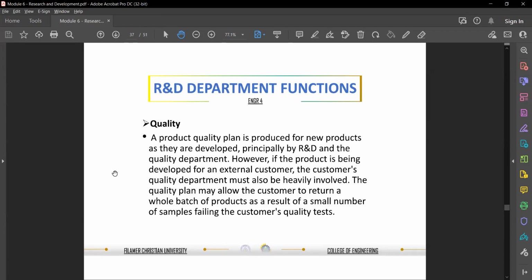So kasama yung customer. So the quality plan may allow the customer to return a whole batch of products as a result of a small number of samples failing the customer's quality tests. Ayan. So ito yung mga, let's say, nag-wholesale siya ng isang product. Tapos yung isang product is may sira o isang part ng product is may sira. So ibabalik niya yung lahat. Kasi baka kasama siya sa batch production na lahat pala is may defective doon.